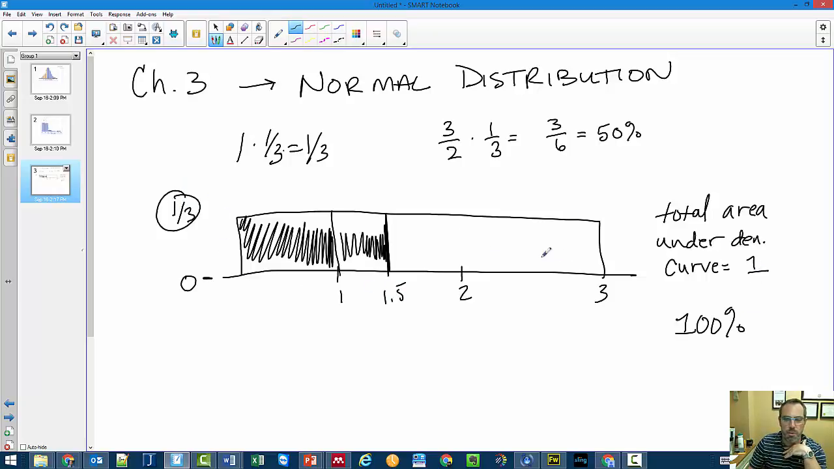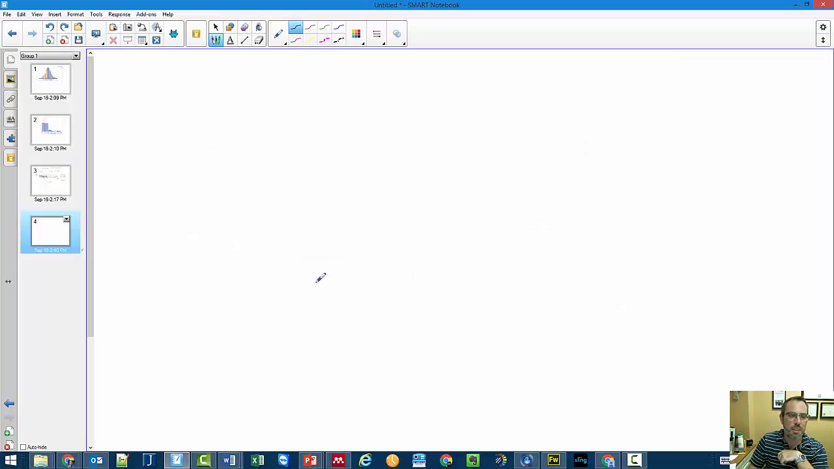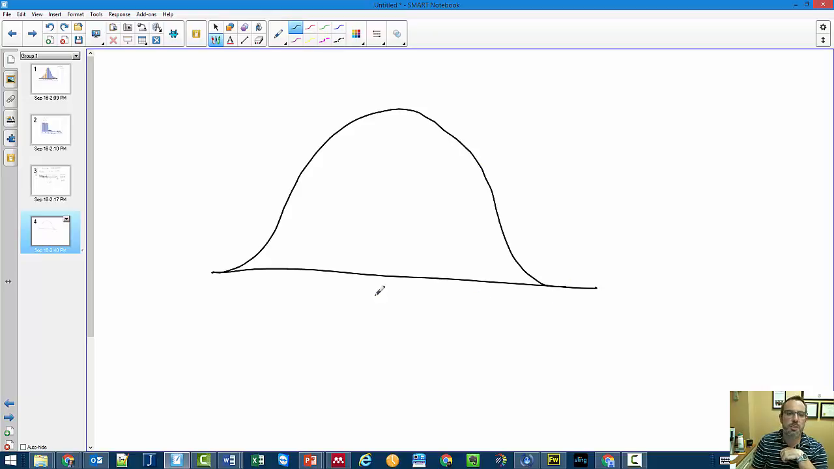If you look at it, 1/3 and 3, when I find the area of the entire thing all the way across, I would do 3 times 1/3. It ends up equaling 1. So that's the good news. It equals 1, it's really easy to work with. The bad news is finding the area of a shape like this requires calculus. All right, but since we're not doing calculus, we're going to do that in statistics.